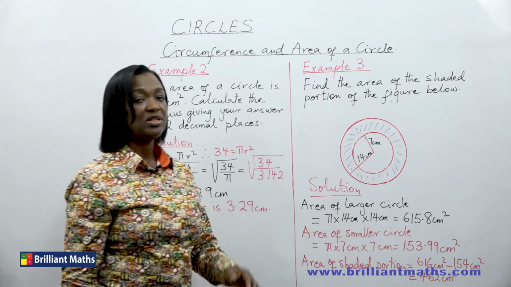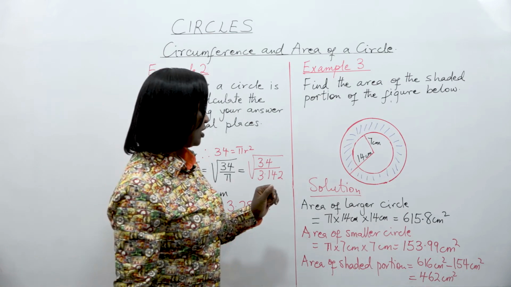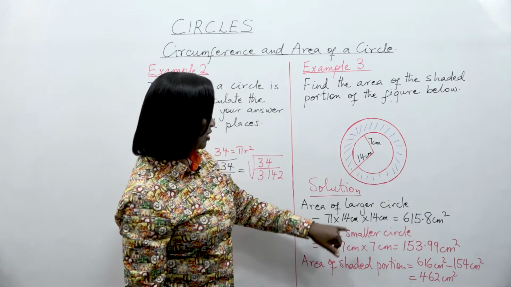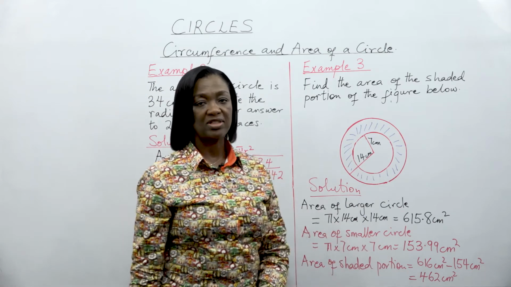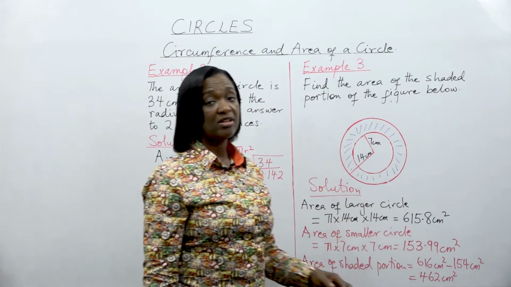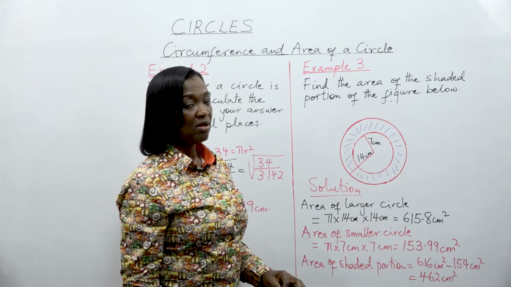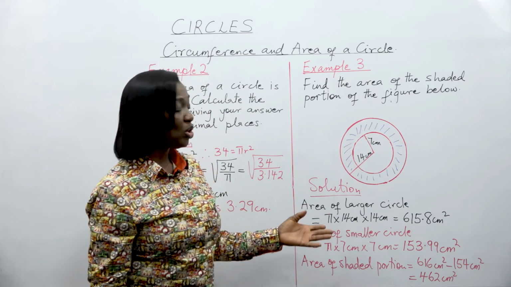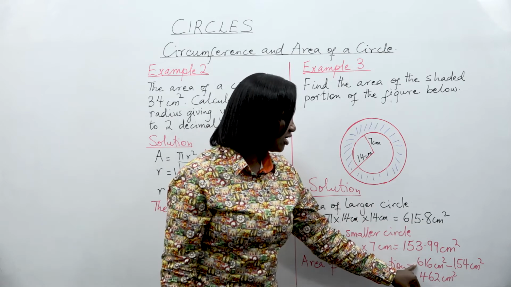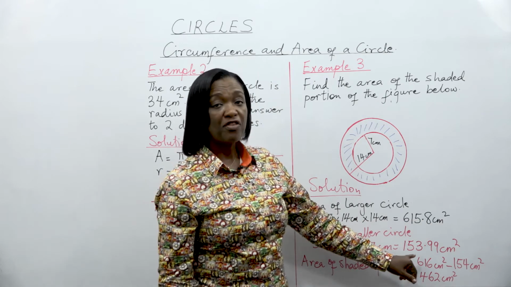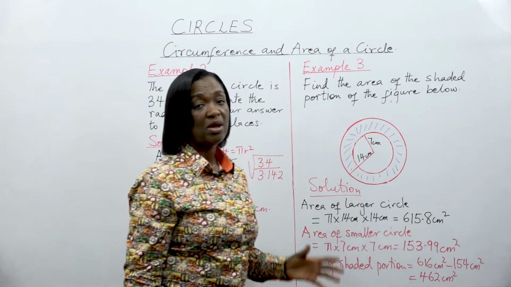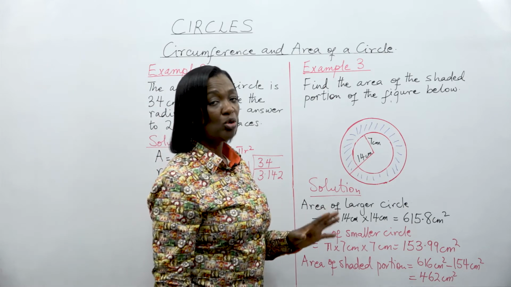615.8 centimeter squared. The second one, which is the smaller circle now, is pi times 7 centimeters times 7 centimeters, and that gives us 153.99 centimeter squared. Then we round them to the nearest whole number. So 615.8 becomes 616, and 153.99 becomes 154. Both of them rounded to the nearest whole number.